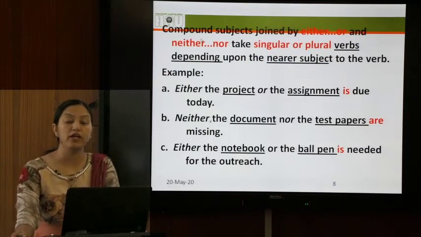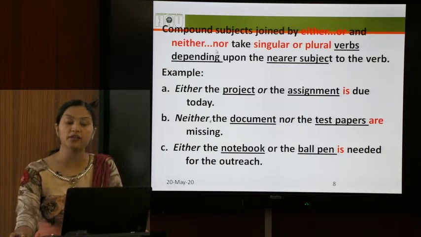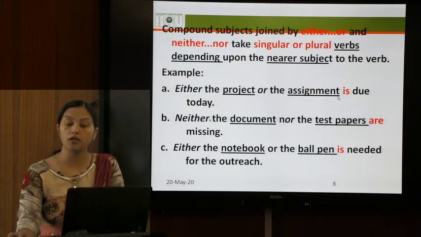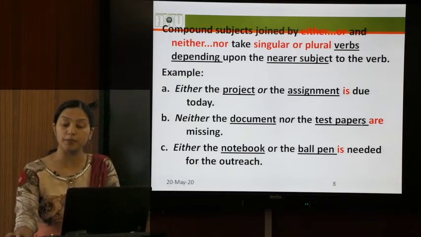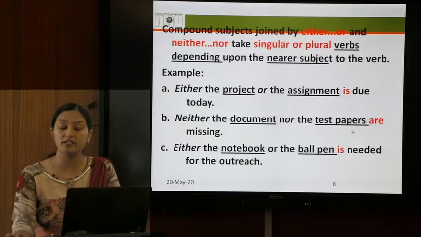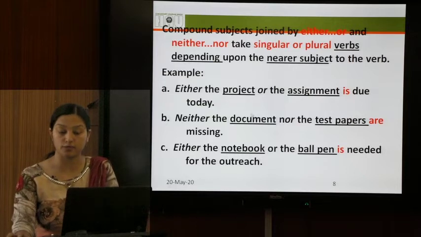Now, sometimes when we are making a sentence with compound subjects joined by either-or or neither-nor, they take singular or plural verbs depending upon the subject nearer to the verb. Either the project or the assignment is due today. Neither the document nor the test papers are missing, because here we are using "are" as this is the nearer subject to the verb, and our verb will be in accordance with this nearer subject, okay, not with the first subject. According to the second subject we will take up the verb.